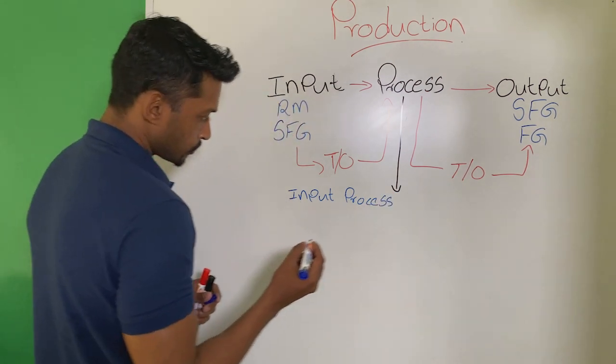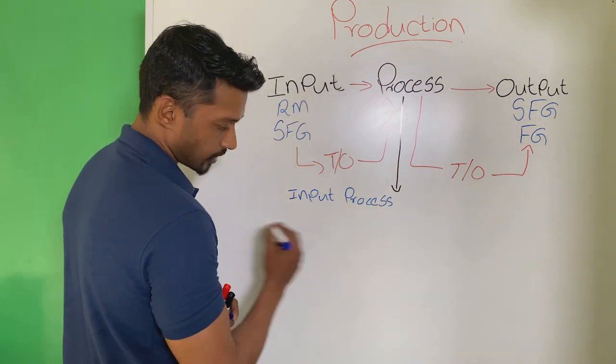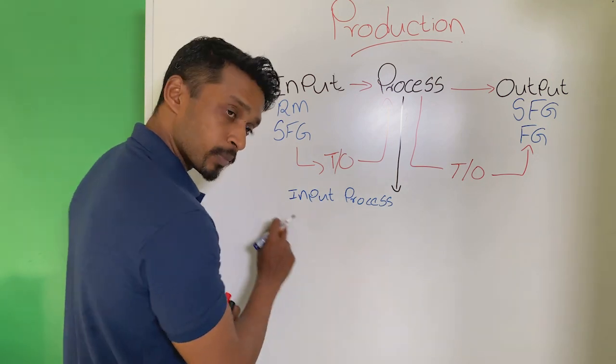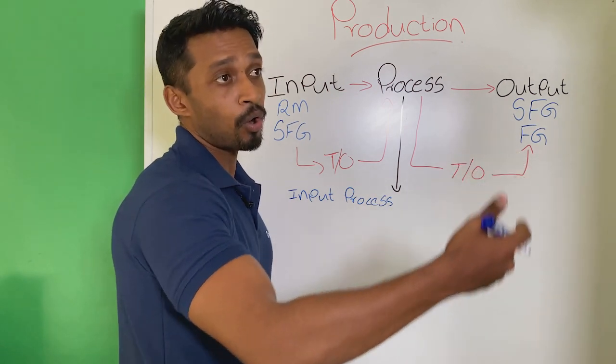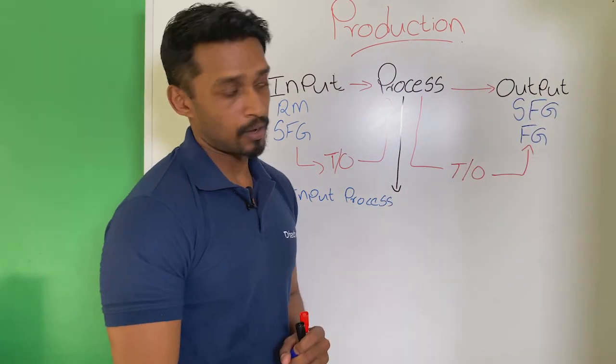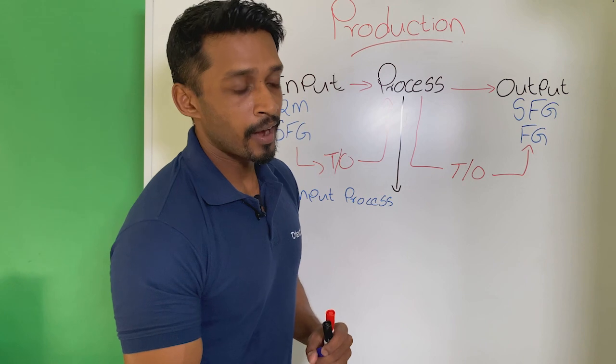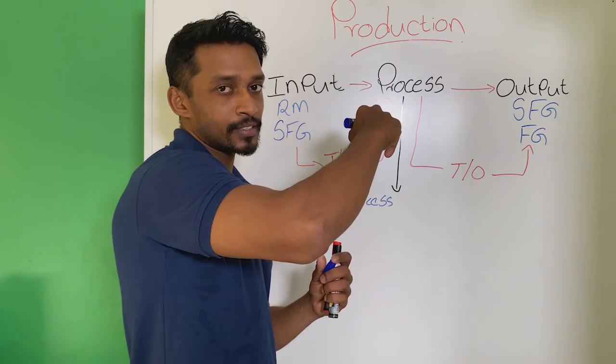Once you start the input process, double entries start like this. At the moment you are transferring raw material to production process, you hold all the cost in the raw material account. If you can't remember, if you don't have an idea, go to the purchase process discussion.